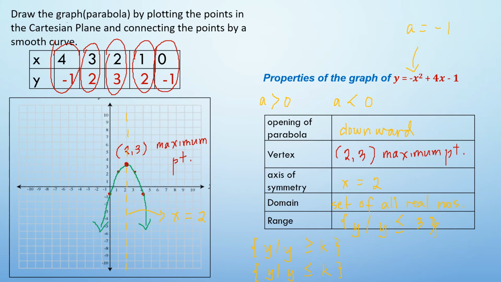Remember that in our vertex, this is our h, this is our k. So these are the properties of the graph of y is equal to negative x squared plus 4x minus 1.